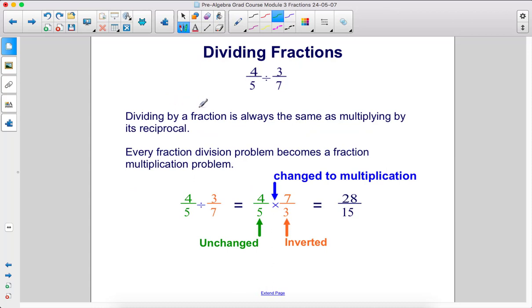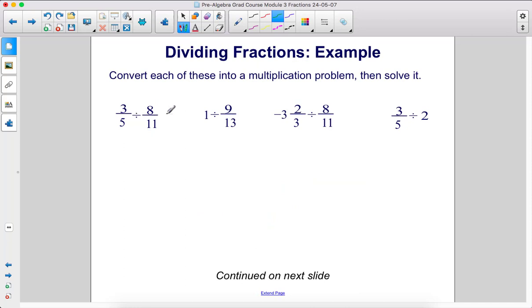Dividing by a fraction is always the same as multiplying by its reciprocal. Every fraction division problem becomes a fraction multiplication problem. So 4/5 divided by 3/7 is the same thing as 4/5 times 7 over 3. Convert each of these into a multiplication problem and then solve it. 3/5 divided by 8 over 11 is the same thing as 3/5 times 11 over 8. 3 times 11 is 33, 5 times 8 is 40.